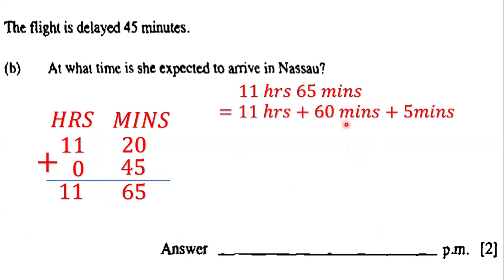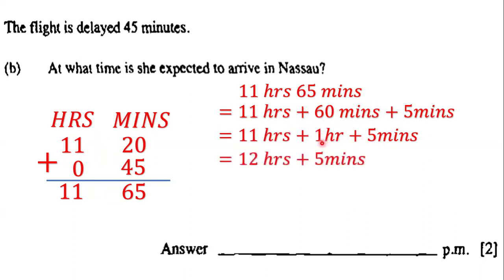And we know that 60 minutes is an hour, so we have 11 hours plus 1 hour plus 5 minutes. 11 hours plus 1 hour is definitely 12 hours. And so we have 12 hours plus 5 minutes. And what is that? Well, that's going to be 12:05 p.m. And so that means the time that she's expected to arrive in Nassau is 12:05 p.m.